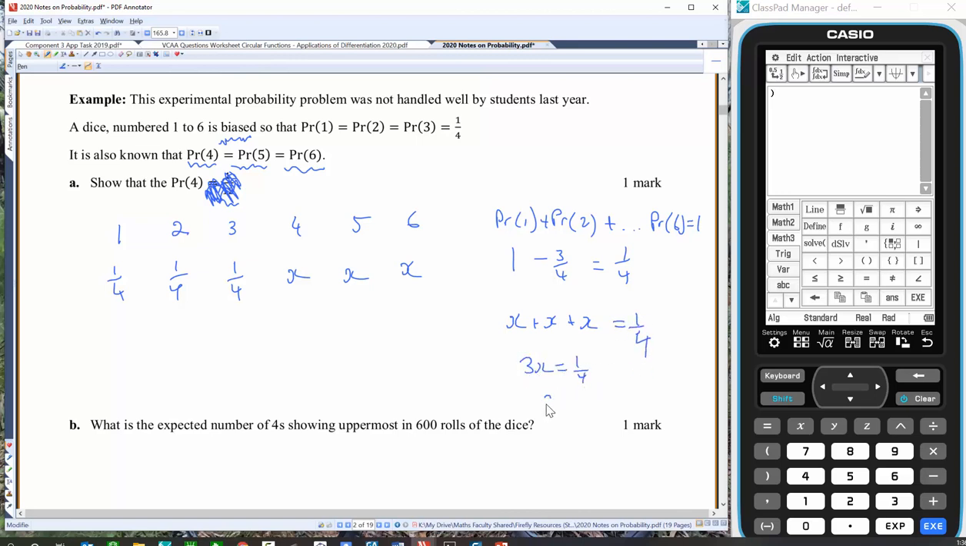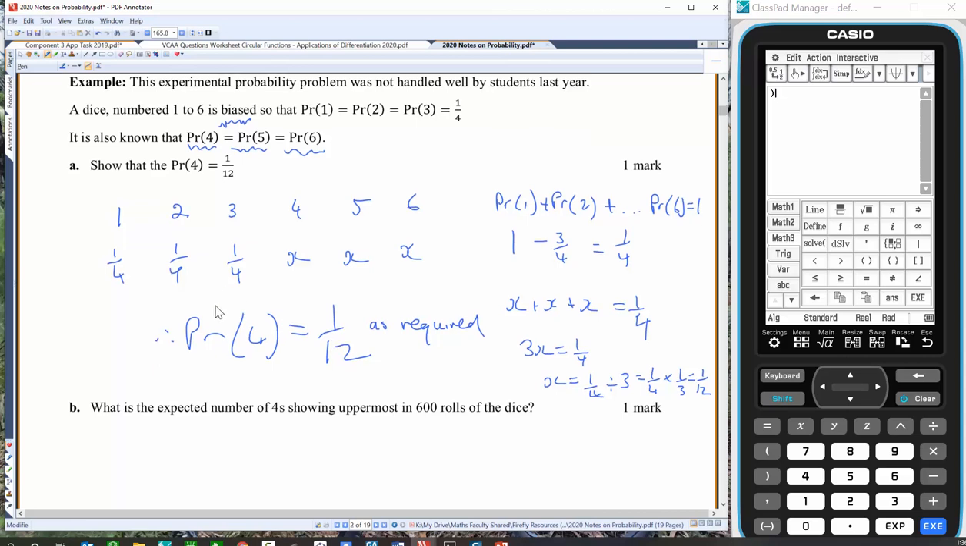3x equals a quarter. X equals a quarter divided by 3, which is a quarter times 1 on 3, which is a 12th. Okay, so what we're going to say is, therefore, probability of 4 equals, because I've just found out what x is equal to, 1/12. And it just so happens then, this is when you want to look up, that's what you were supposed to do. You were supposed to show that the probability of 4 was equal to 1/12 as required. You don't need to write that, but that's what I was supposed to do.